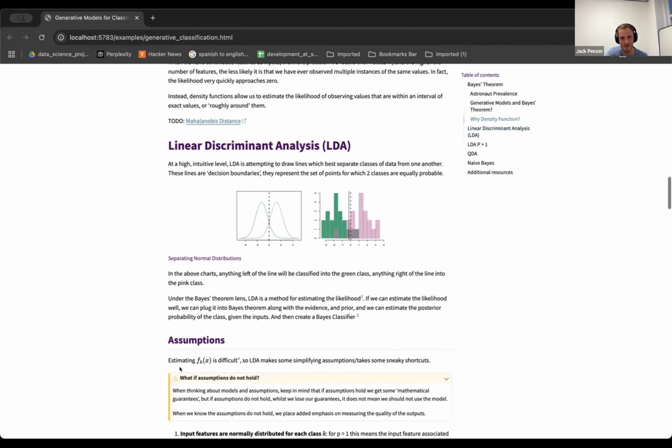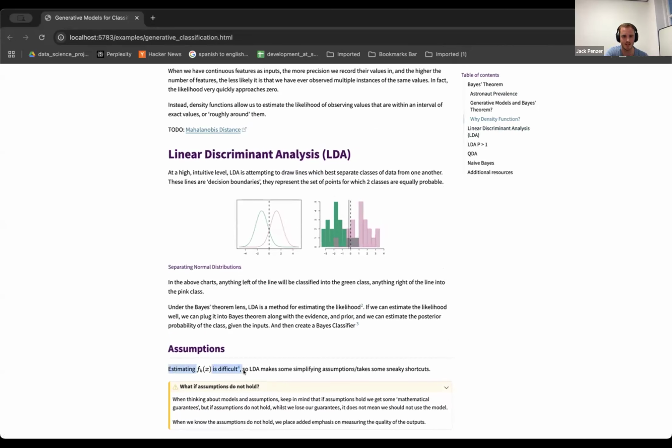LDA makes some assumptions that help with this. It says, okay, this is difficult, so I'm going to make some assumptions. And if I make these assumptions and these assumptions hold, I basically give you mathematical guarantees that I can help you segment this data well, or reduce the dimensions for you in a nice way, depending on what task you're doing.